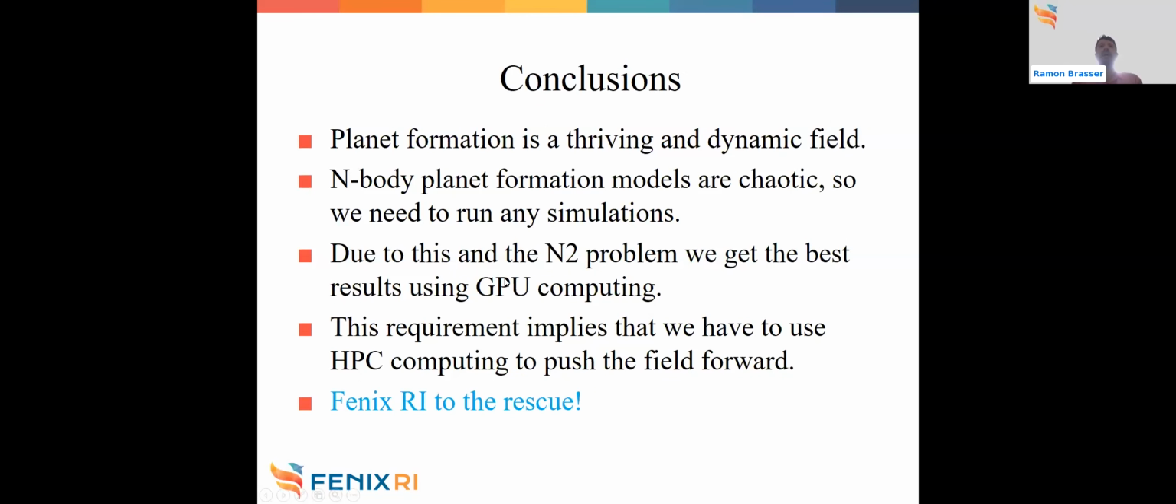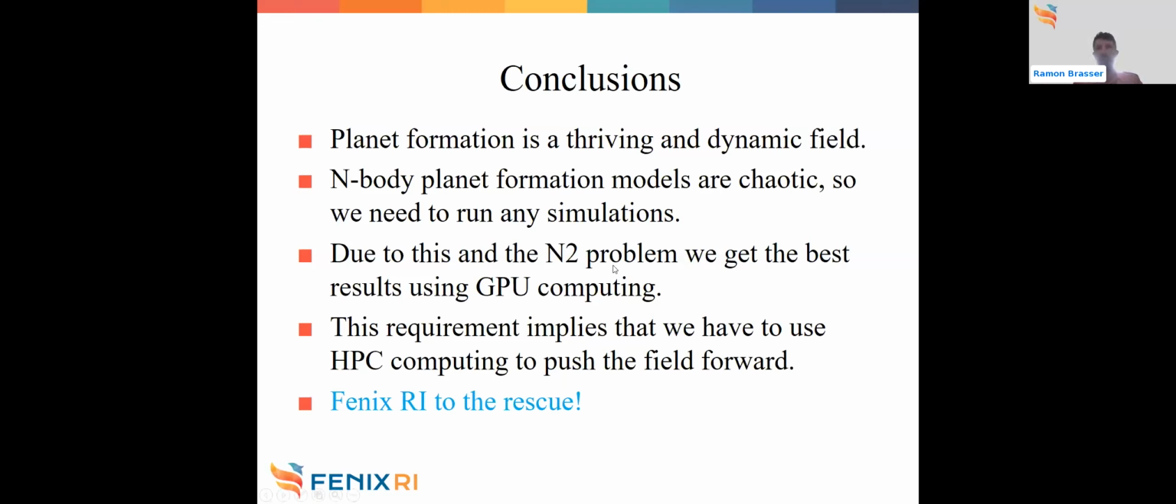That was my last slide, apart from this one. So the conclusions are that planet formation is a very thriving and dynamical field in planetary science and in astronomy. There are many open problems, especially when it comes to the formation of exoplanets, so planets around other stars. There are many things we do not understand. So if you're interested in this, then this is definitely something that may provide interesting returns.